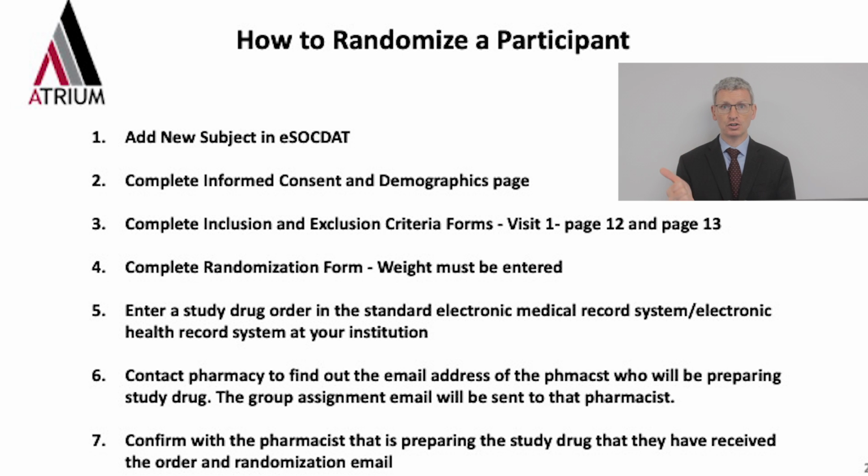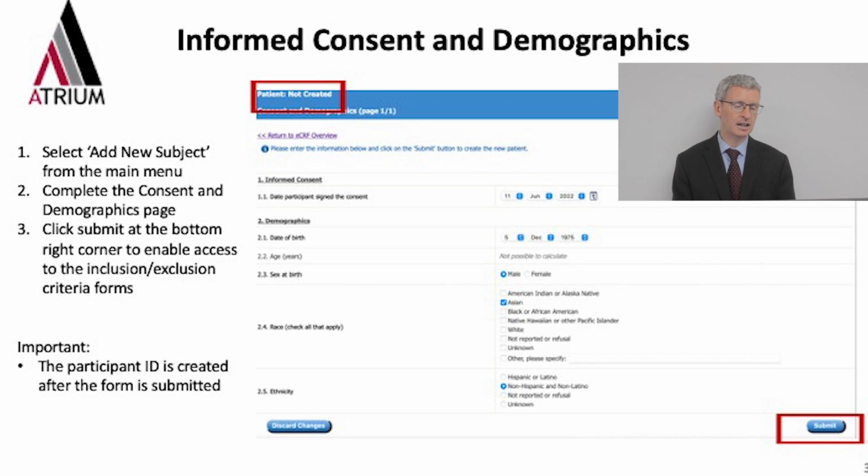You need to enter a study drug order in the standard electronic medical ordering system that you have for ordering drugs in your institution. You need to contact a pharmacy to find out the email address of the person who will be preparing the medicine. The rationale for that is they will get a copy of the study group assignment with the dose and what drug to be given to the patient. And so their email address needs to be entered into ESOCDAT, and I'll show you where to do that. I need to confirm with the pharmacist that's preparing the study drug that they have received the order and the randomization email.